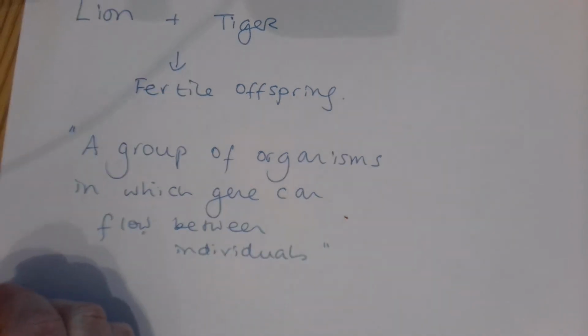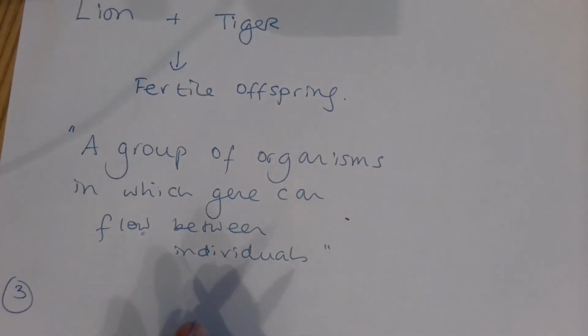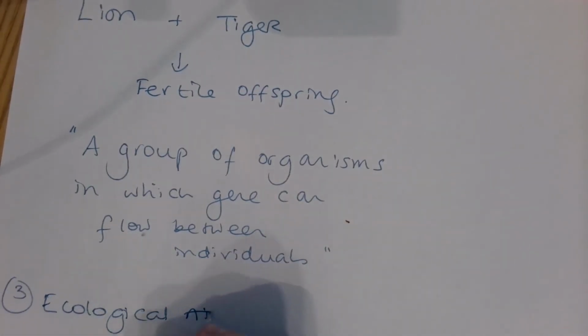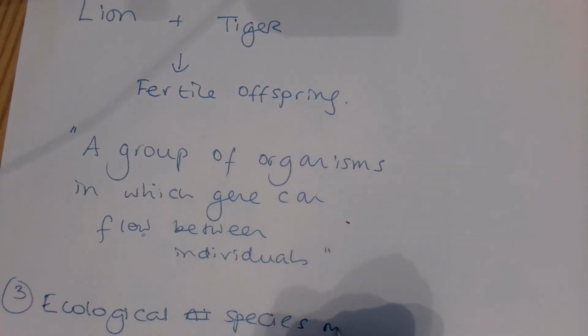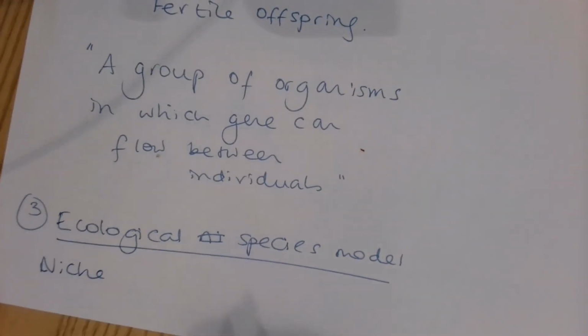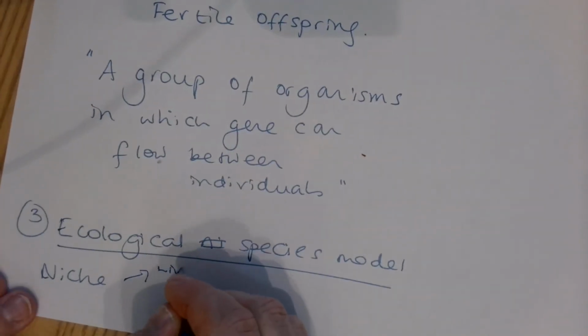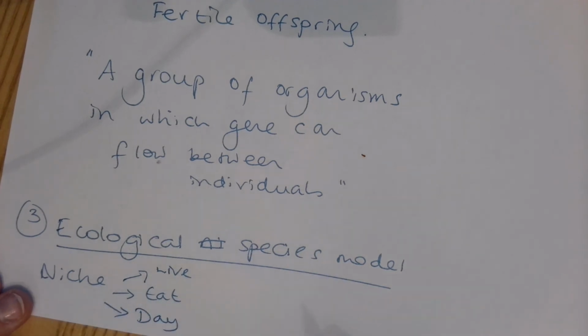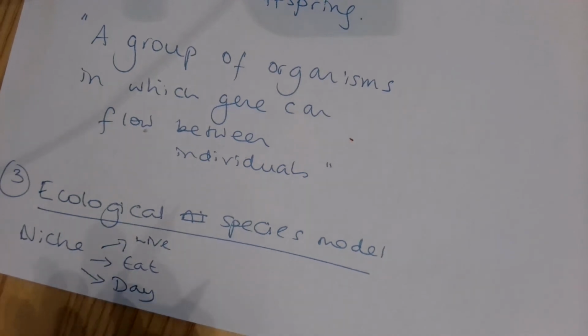And there are three other models, and these are not so great. We talked about it briefly, the ecological niche, or the ecological species model. That's that a species occupies a particular niche, and that niche is what makes it a particular species. Niche is quite a difficult thing to define, but it's the role an organism has in its environment. So it can be: where does it live? What does it eat? What time of day does it come out? Is it night time? All of these things link into the niche.